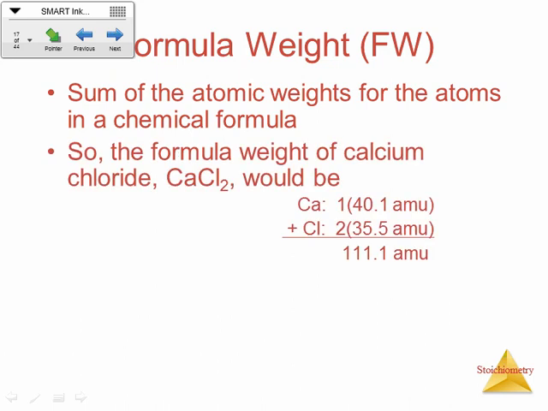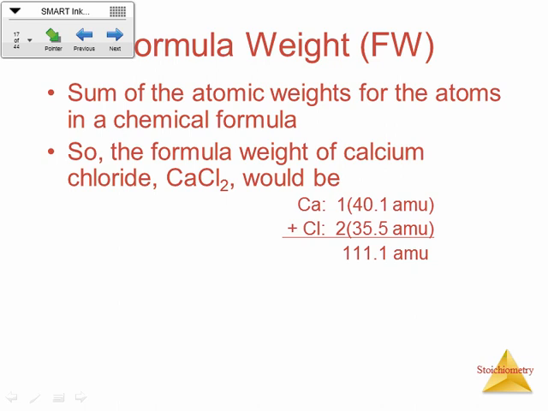Okay? So if we want to know the formula weight of calcium chloride, all we do is we add up 1 calcium, which if you look on the periodic table at the atomic mass, which is the decimal number, then you're going to see calcium is 40.1 approximately AMU. Chlorine is approximately 35.5 AMU. That's rounding a little bit, but it's close.